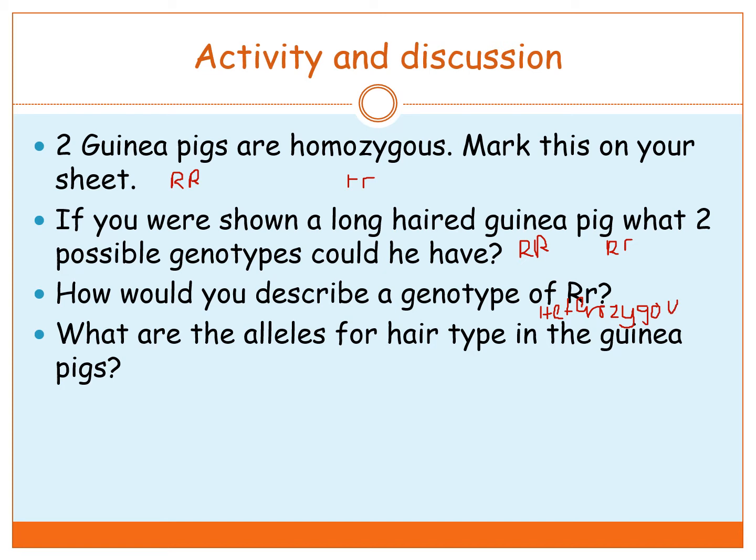Then it says, what are the alleles for hair type in the guinea pig? So the alleles would either be capital R or small r, or your two different forms of the gene. So well done if you managed to get them correct. If not, then you need to go back and watch the video again.